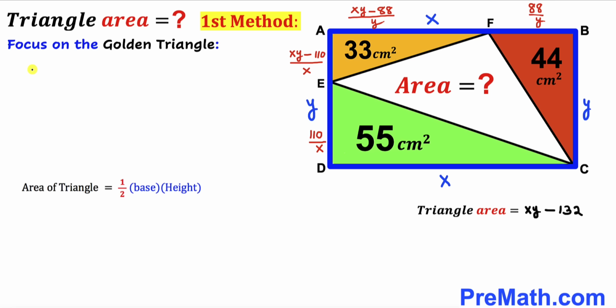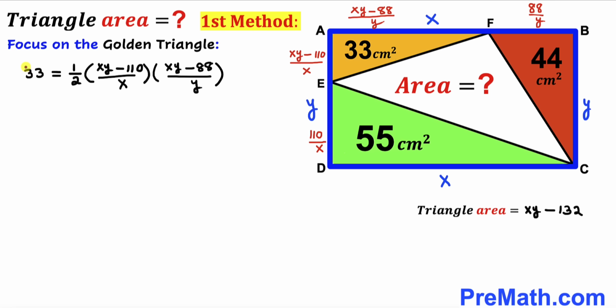Let's go ahead and fill in the blanks in this formula. So our area 33 equals a half times x times y minus 110 divided by x, and then times x times y minus 88 divided by y. And now in this next step I am going to multiply both sides by 2, 2 on the left hand side, and 2 on the right hand side as well.